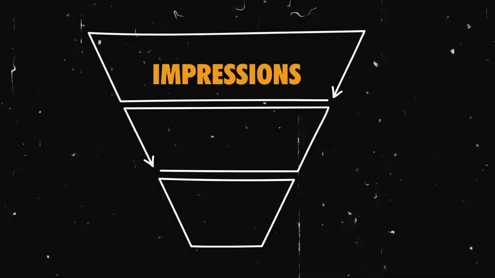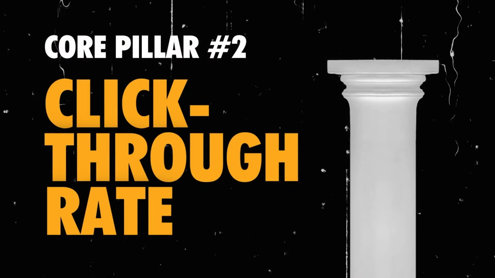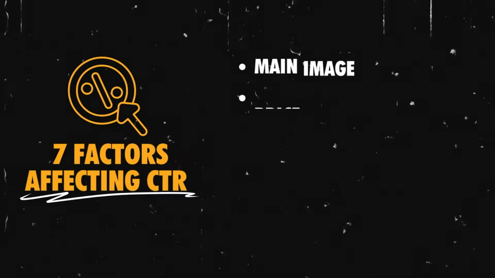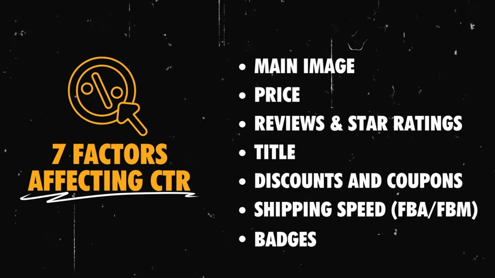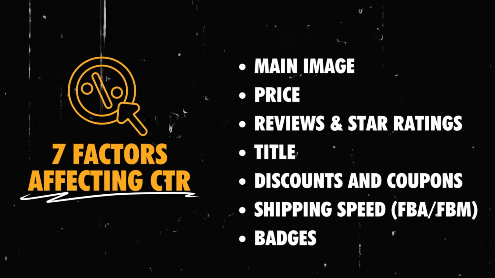All right, great. So let's get back to CTR. What else do we need to know? Perfect. So, back to the funnel, right? We're increasing impressions through paid and organic. Next step is if we increase the click-through rate, now we're exponentially increasing the number of people making it into our listing. So the 7 factors that affect that are the main image, the price, the reviews and the star ratings, the title, discounts and coupons, shipping speed, so if you're FBA versus FBM, and badges. I'll break them down one at a time.